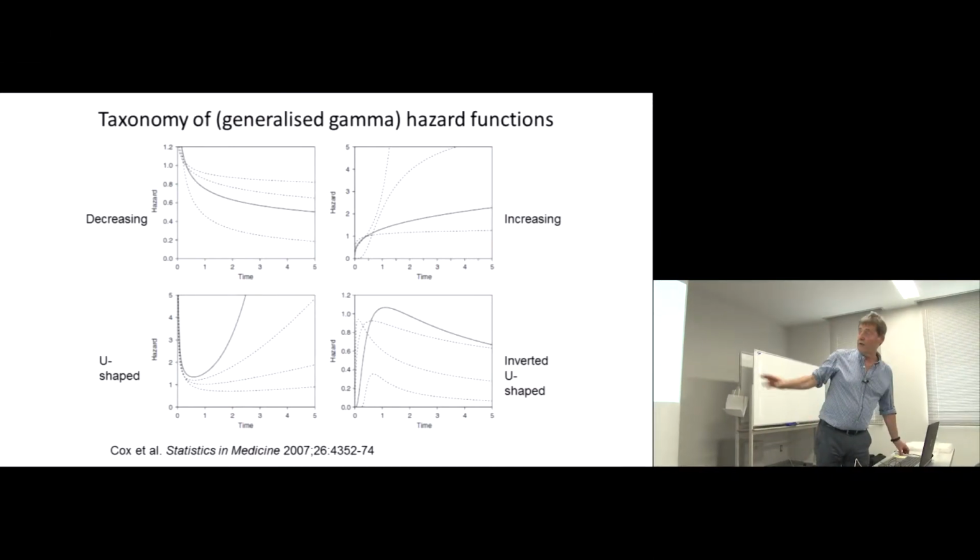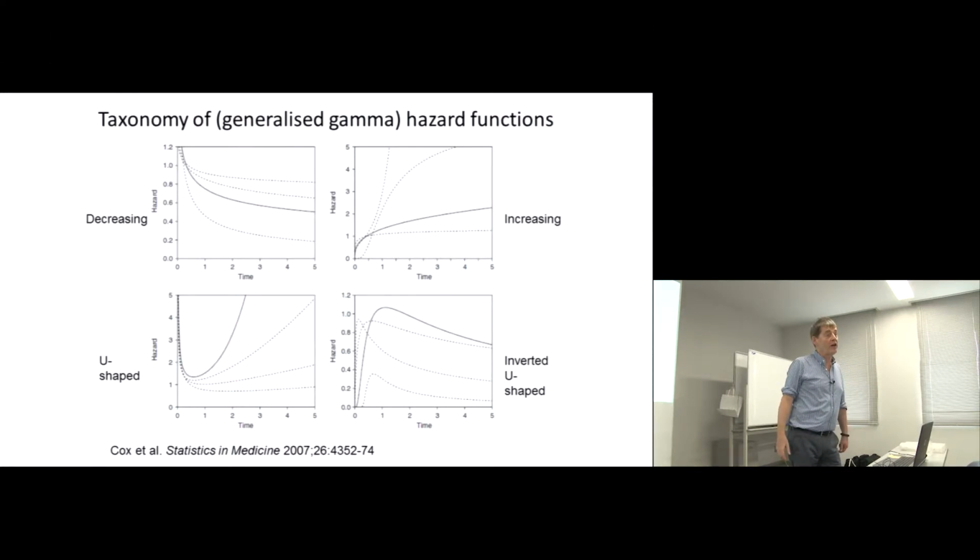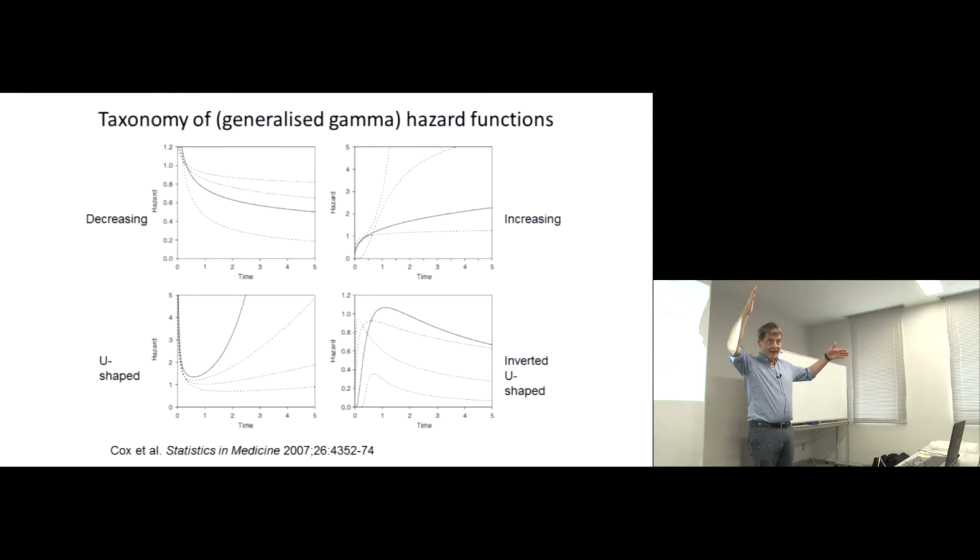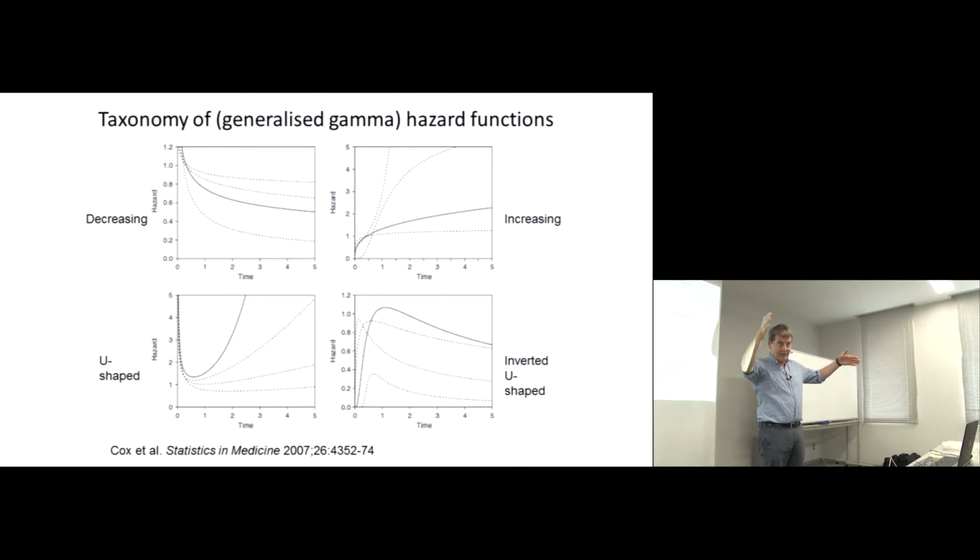There is, in fact, it's not shown here, one called the bathtub. And if you think of a bathtub, it's going to be a very steep decline to start with, and then more or less constant, and then increasing rapidly at the end. And so for some conditions, that makes the most sense.